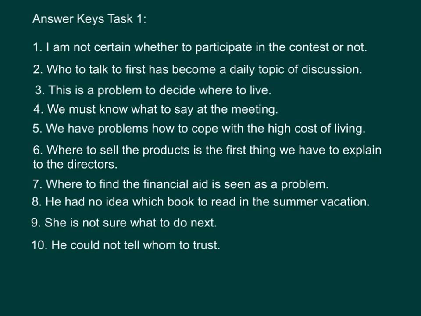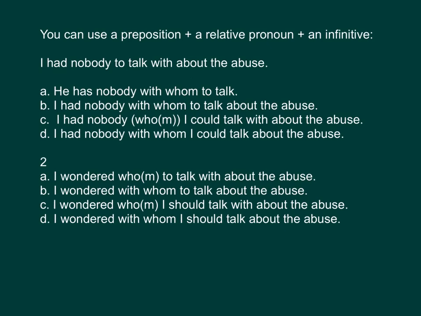Question 5. We have problems how to cope with the high cost of living. Question 6. Where to sell the products is the first thing we have to explain to the directors. Question 7. Where to find the financial aid is seen as a problem. Question 8. He had no idea which book to read in the summer vacation. Question 9. She is not sure what to do next. Question 10. He could not tell whom to trust.